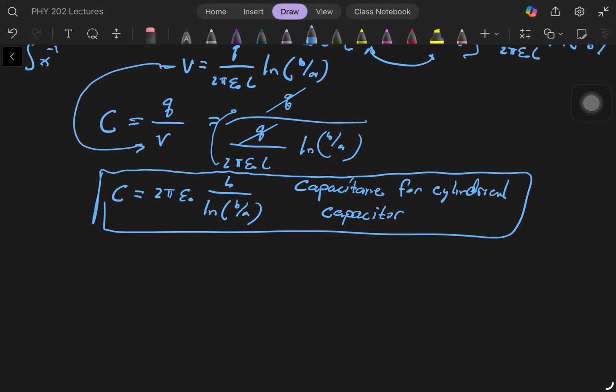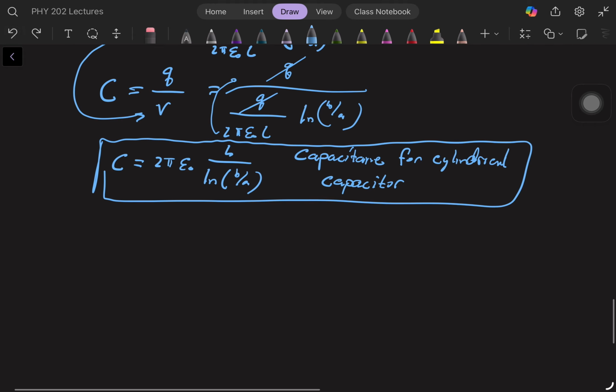All right, and I wrote it this way because this chunk here, the L over ln B over A, that's all properties of our plates, like the arbitrary length we picked that they're going to be, the radii of them, and then we have our constants out front. So I just think it looks nice written that way.